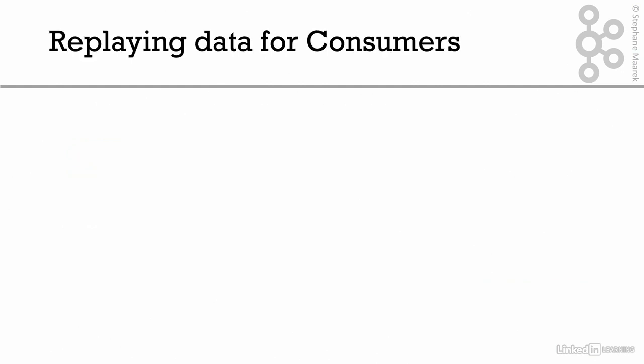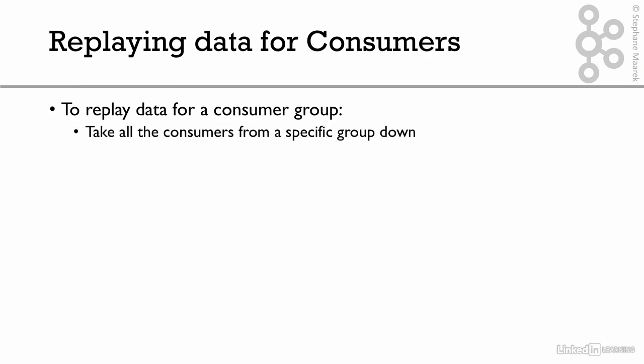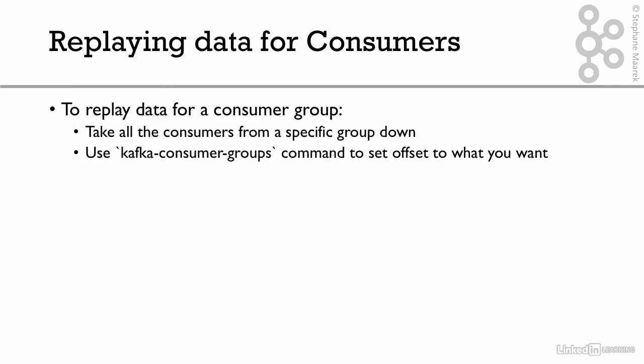set to something high enough. Now, if you want to replay data for consumers, you can definitely do this using a consumer group. So you take all the consumers down, then you use the Kafka consumer groups command to set the offset to whatever you want. Then you restart your consumer. So we'll do this in the next lecture.